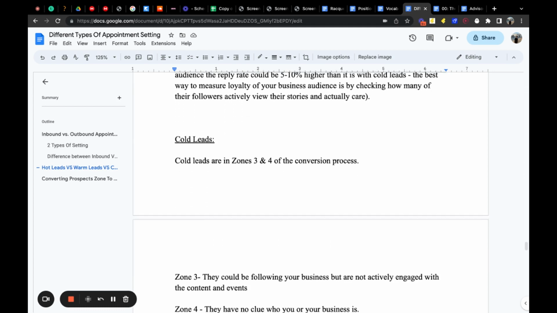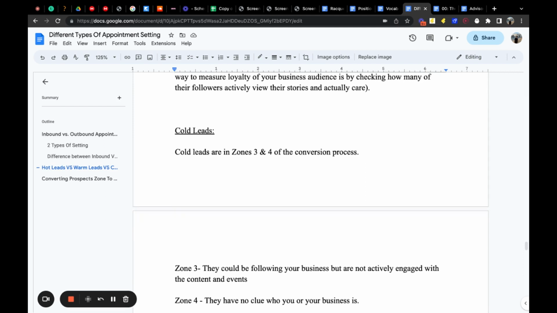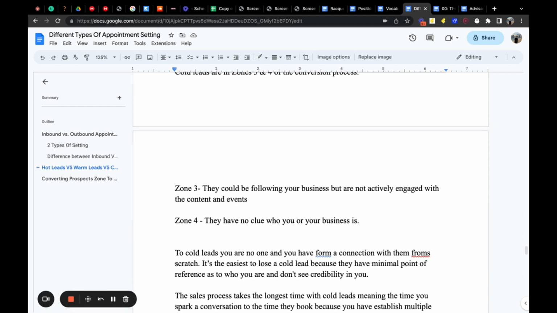Now, cold leads are in zones 3 and 4 of the conversion process. So zone 3 is they could be following your business, but they're not actively engaged in the content and events. So basically, they're following the business, but they don't really care. They don't watch the stories. They don't like the posts. They don't comment. The only thing with zone 3 that separates it from zone 4 is the fact that to follow someone, you still may have engaged with their content previously. You liked something to actually give them a follow. So they have at least some awareness of the business, but they're not really aware. So you still have to kind of nurture them through the process and convert them zone to zone.